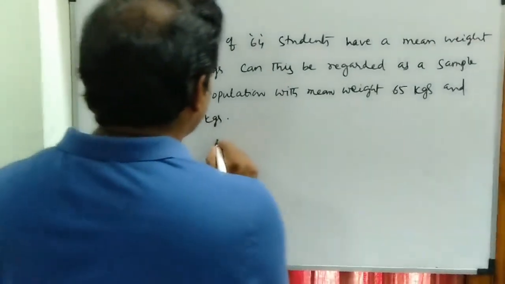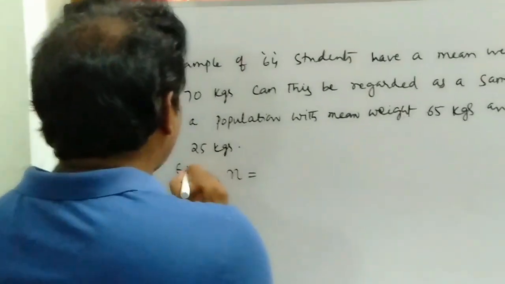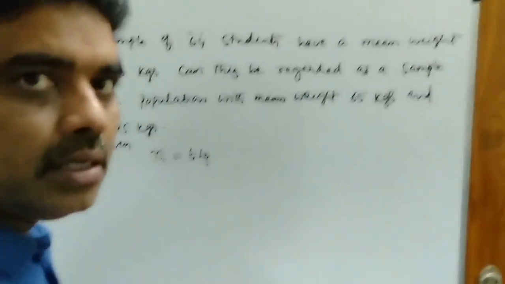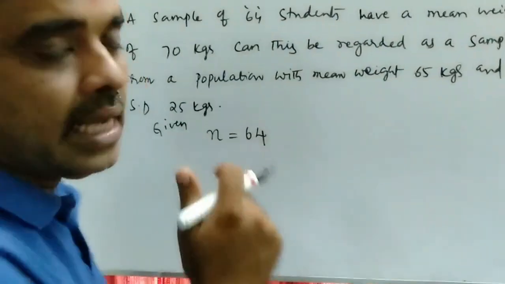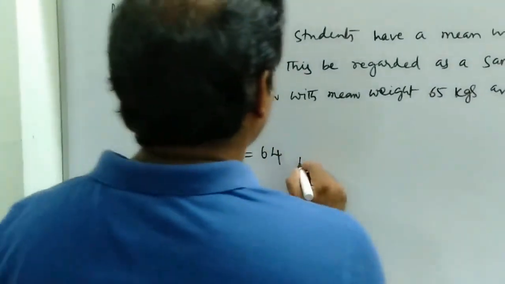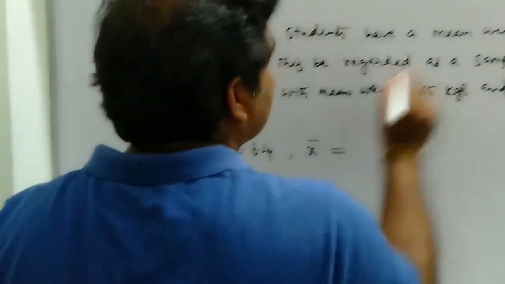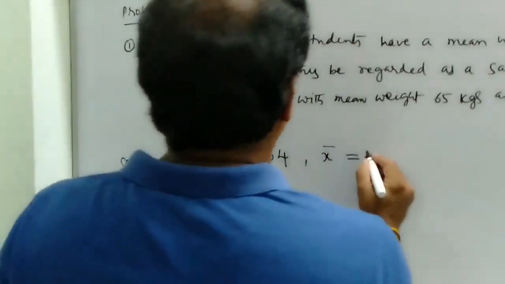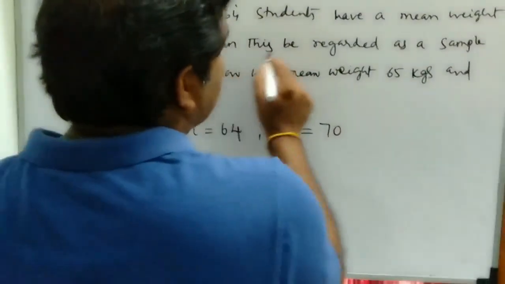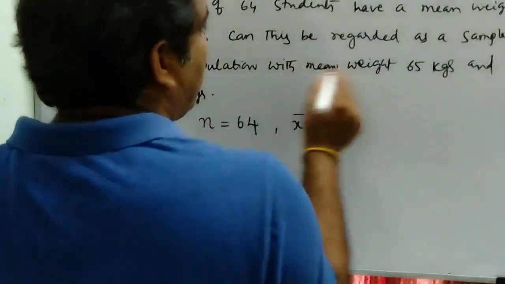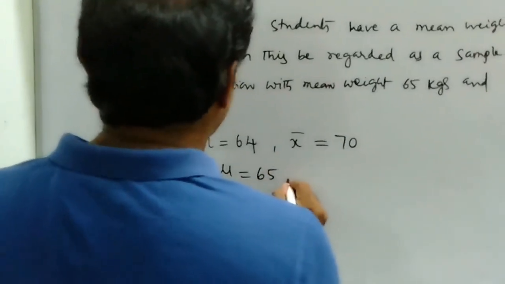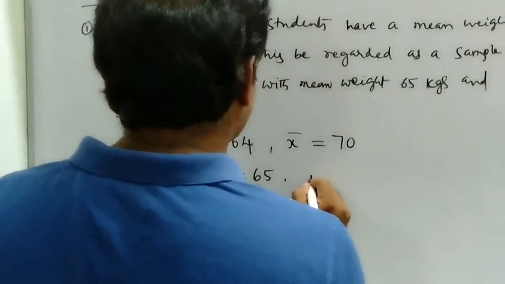Given n is equal to 64. Is 64 greater than or equal to 30? Yes, so the given sample is a large sample. Also the sample mean weight, the average weight, is given as 70 kgs. We have to test whether this can be regarded as a sample from a population with mean mu. The population mean is given as 65 kgs and the standard deviation sigma is 25 kgs.